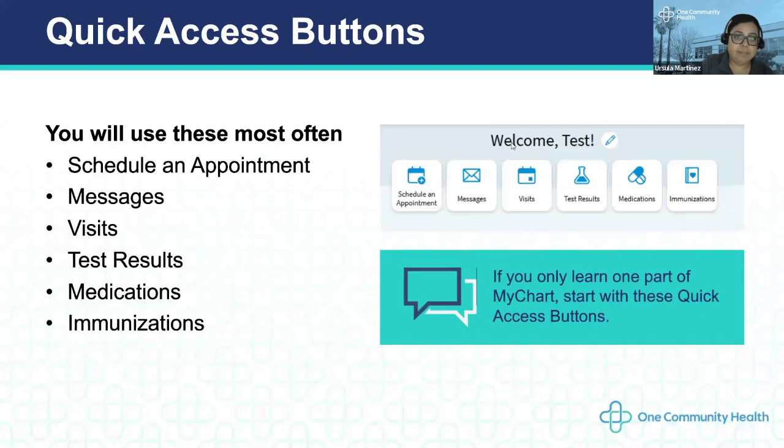Now, the quick access buttons are located in the center of your screen on your desktop or the screen on your phone. With these quick access buttons, you can schedule an appointment without having to go through the main menu. You can schedule an appointment, message your care team provider, go into your visits, review your results, medications, and also view immunizations.